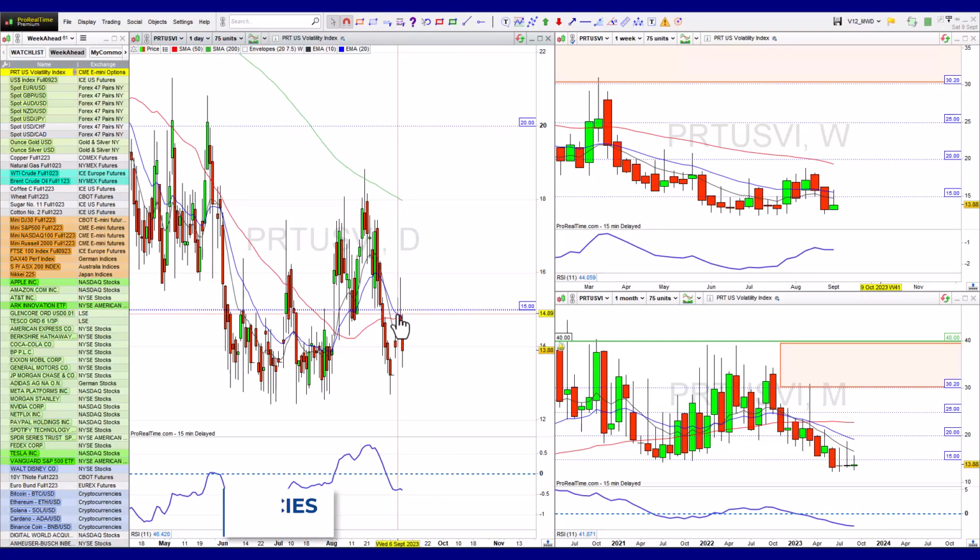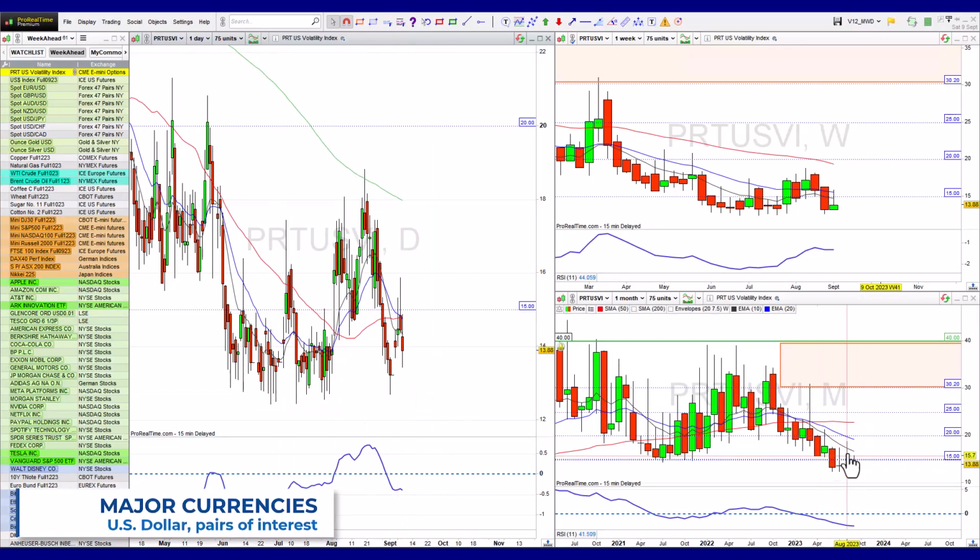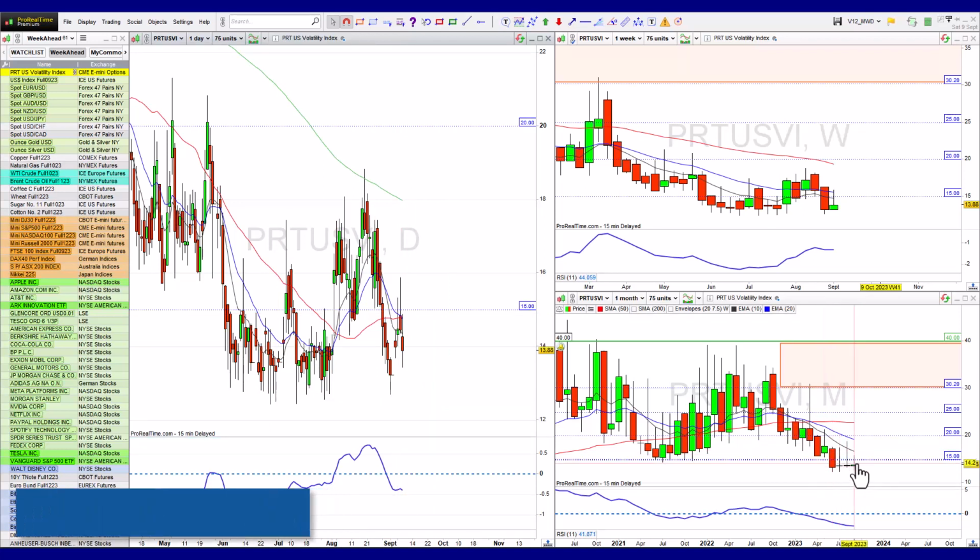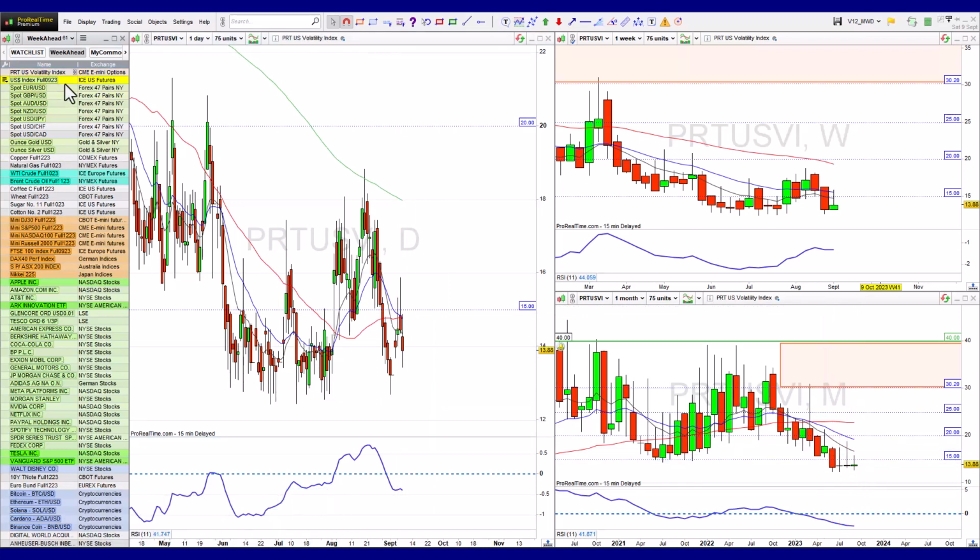So starting off with the VIX, we're still sitting at the low numbers, so not really seeing much. You can see also the wick showing a lot of exhaustion. So the market effectively is just stuck near the lows, not much happening there.